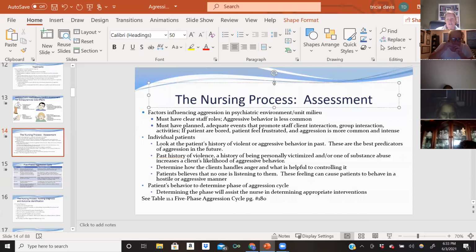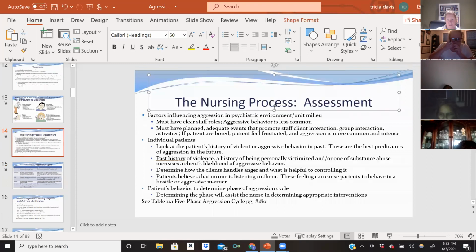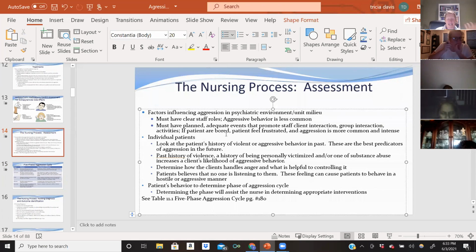So the nursing process. What do we want to do as nurses when we're assessing these patients? We want to look at any factor that's going to influence our patients to become hostile or to have any type of aggression in their environment, or we talk about that unit, that milieu. That milieu is that common area where all the patients sit out. It's very important that the staff has very clear roles. So there could be 3 or 4 nurses, maybe a medicine tech, maybe a CNA. It's very important that all of those members know exactly what their role is.